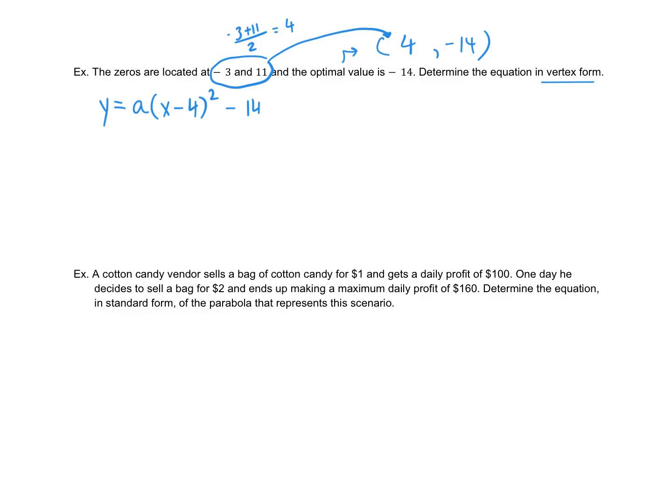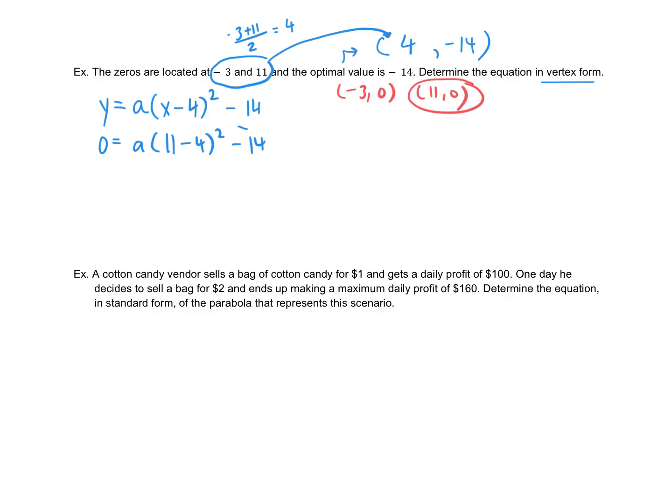And now when I have to pick a point to sub in, I have 2 coordinates here. Make sure you don't write those zeros as -3, 11. They are 2 separate coordinates. I can either use (-3, 0), or I could use (11, 0). I'm just going to use the positive one. So I'm going to replace y with 0, x with 11, and now time to clean up.